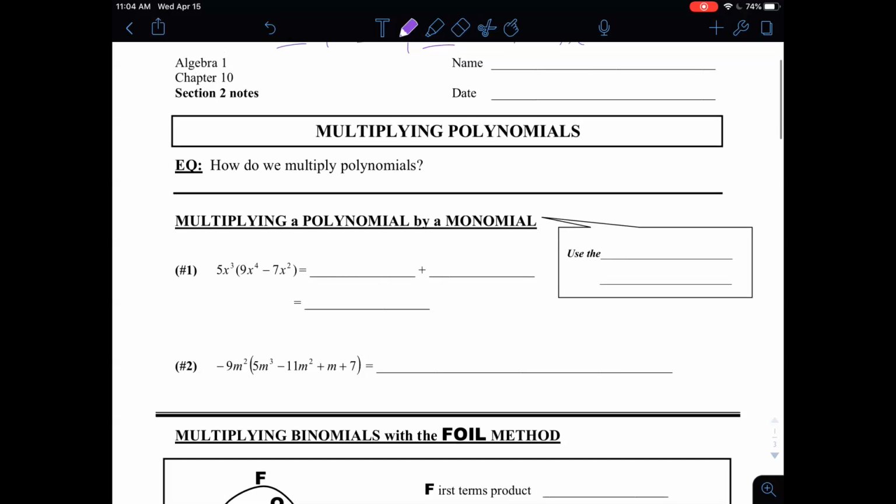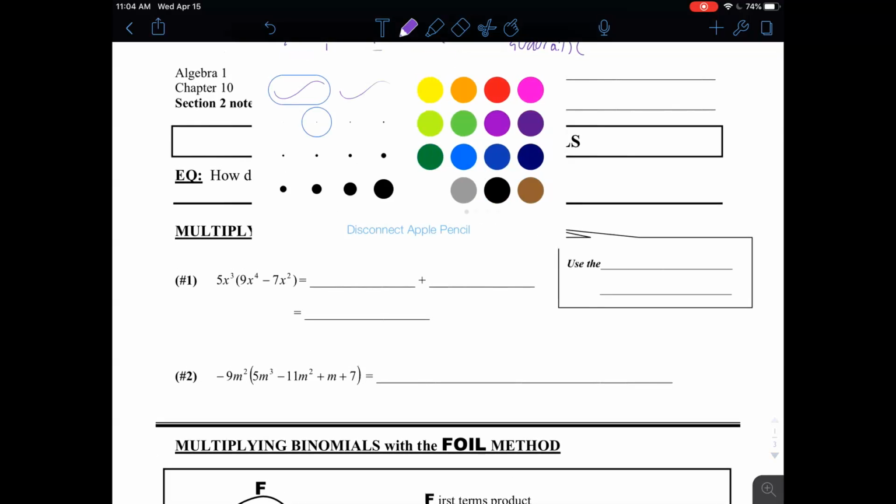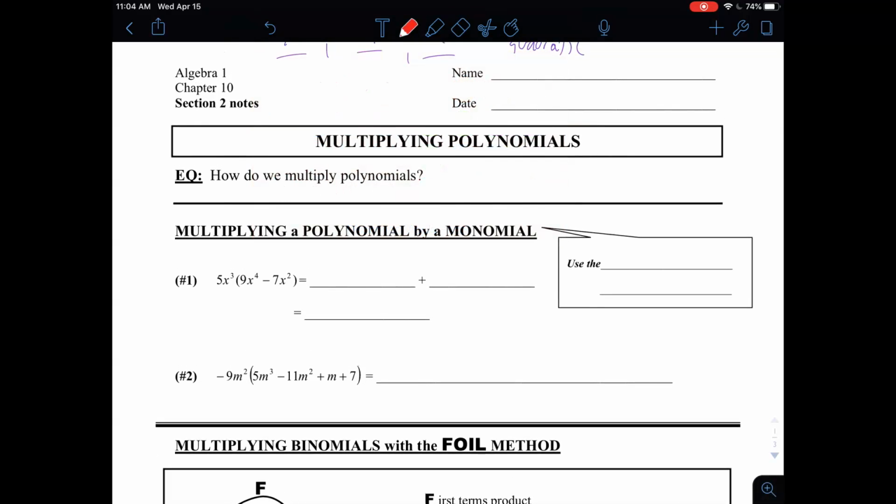Okay, so multiplying a polynomial by a monomial. Basically we're going to be using the distributive property.